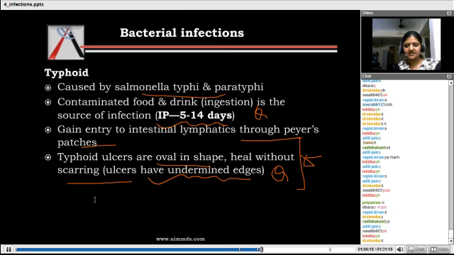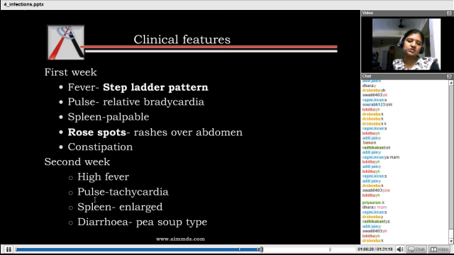Okay, next slide. I think clinical features, step ladder pattern, palpable spleen. Now important is rose spots. Already familiar with this. These are features in the first week. If you go to second week, you'll have higher pulse, higher fever, more enlargement, and there'll also be diarrhea. Okay?